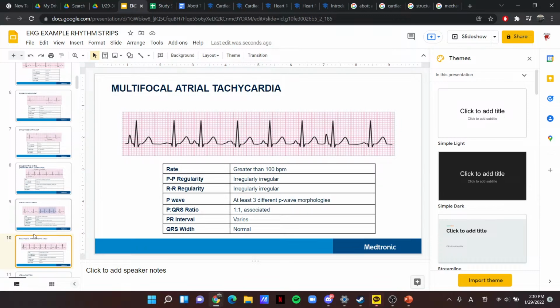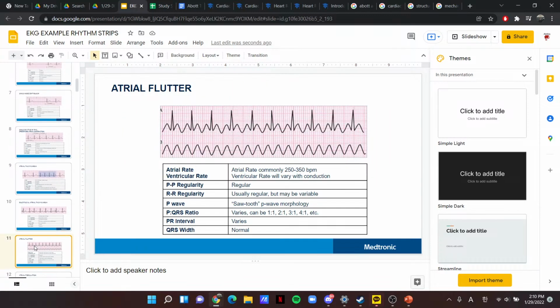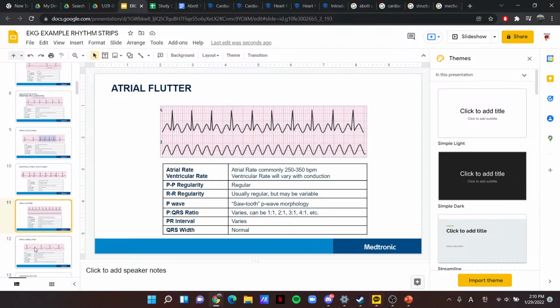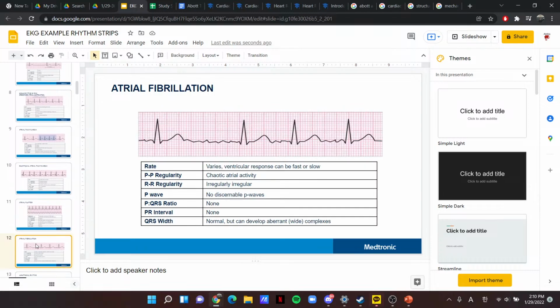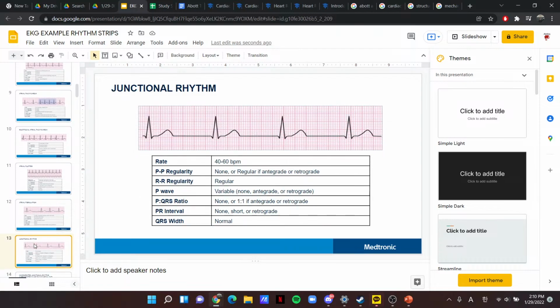Multifocal atrial tachycardia. Let's see. Looks like a flutter. Okay. Sawtooth. AFib. I think I memorized this one. You just can't tell any of the QRS or T. No discernible P waves. No P wave.